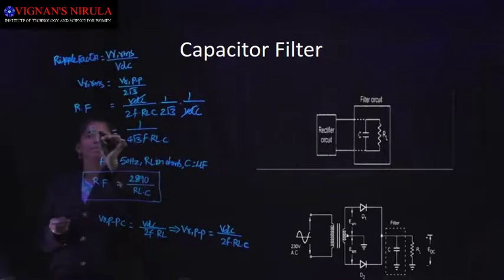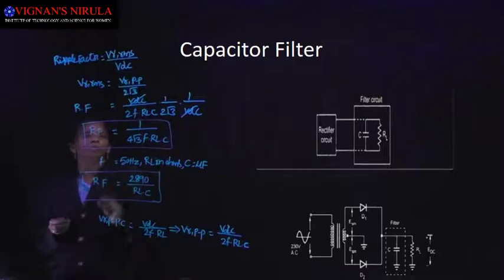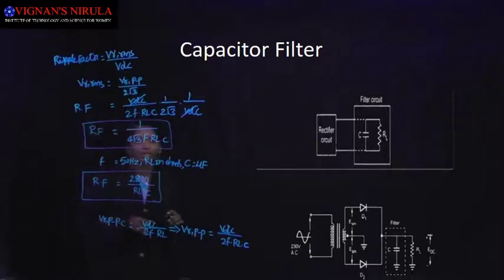Otherwise, the ripple factor for the capacitor filter is 1 by 4 root 3 F into RL into C. Here RL is in ohms and C is in microfarads.